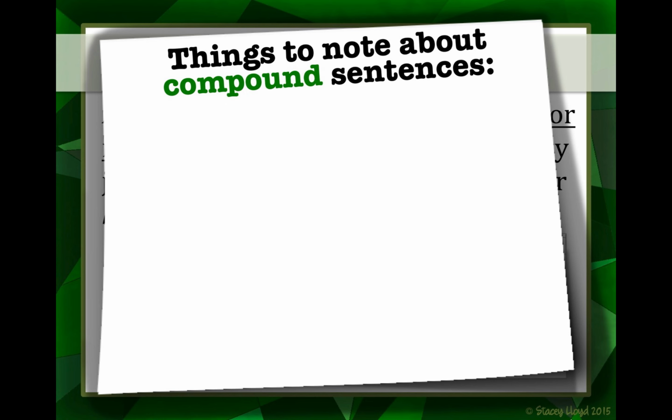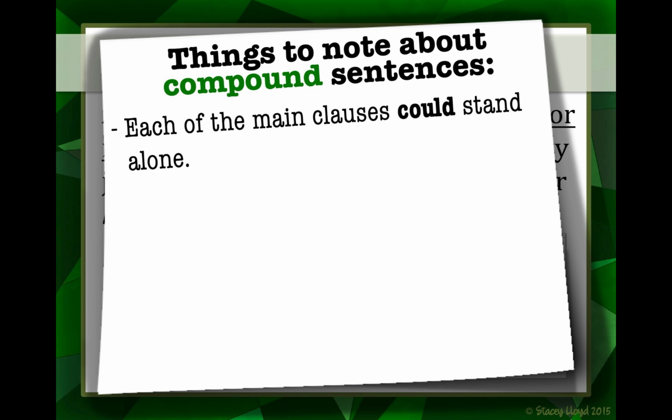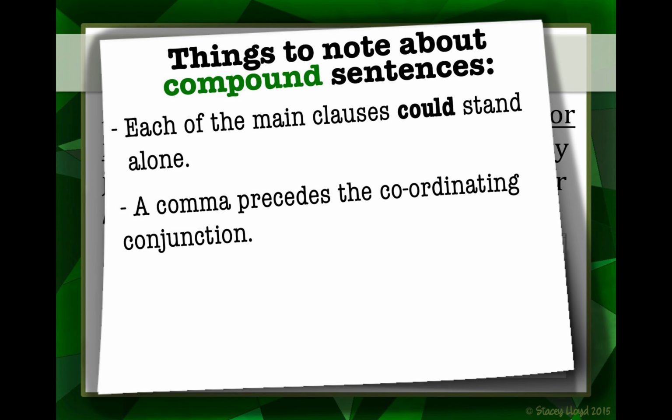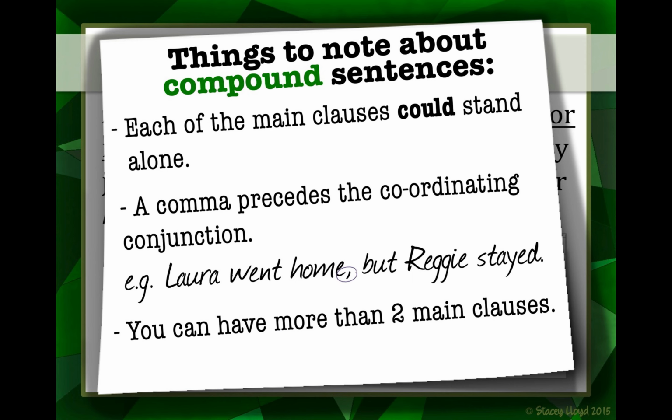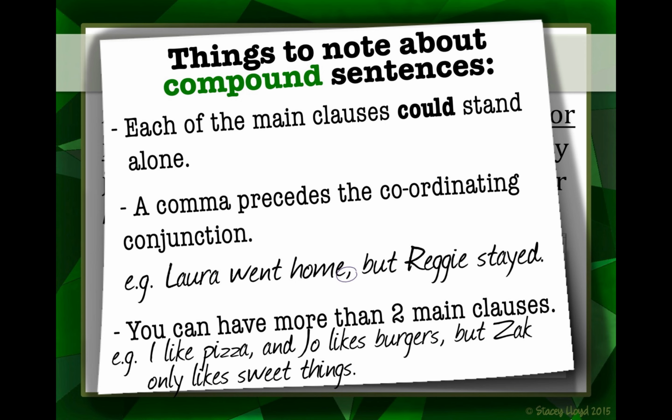Things to note about compound sentences, and then I'm going to let you go to do a little bit of practice. So compound sentences, each of those main clauses can stand alone. A comma always precedes the coordinating conjunction, like Laura went home, comma, but Reggie stayed. And then you can have more than 2 main clauses in there. So I like pizza and Joe likes burgers, but Zach only likes sweet things.